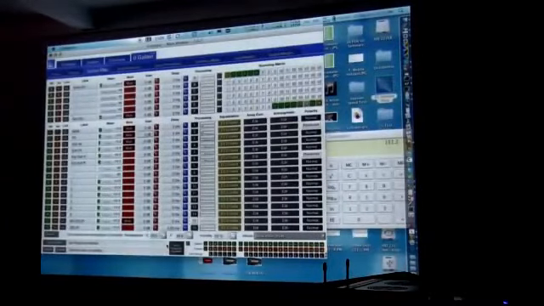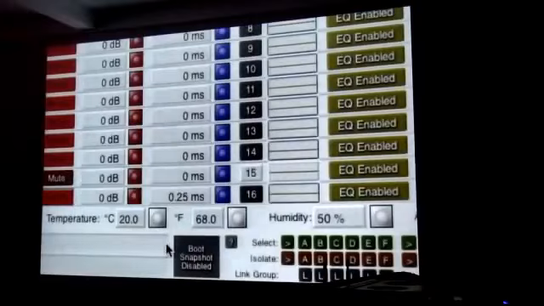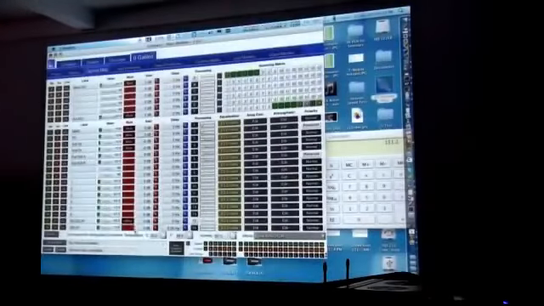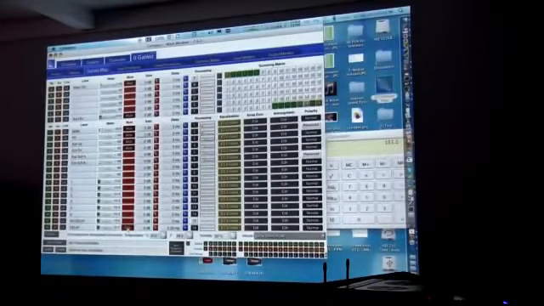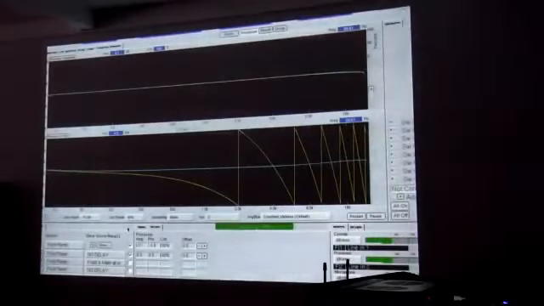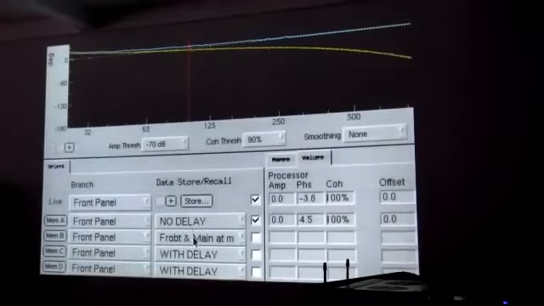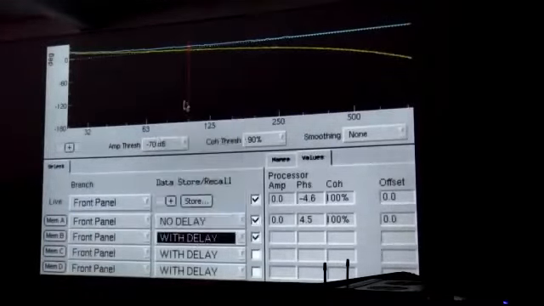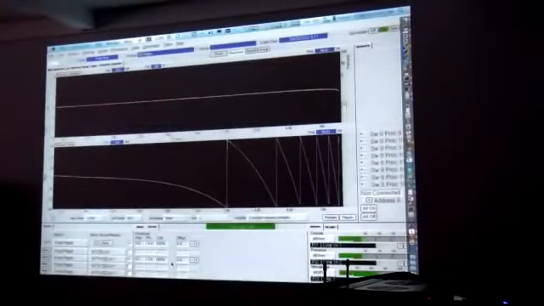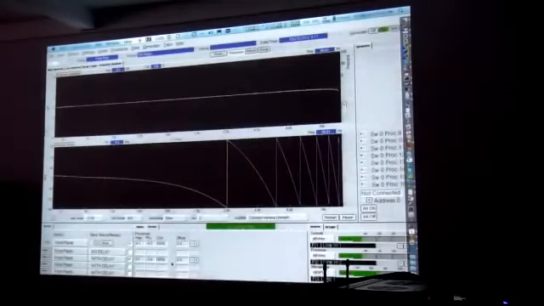And then let's play the signal with 0.25 milliseconds of delay. And you can see the signal with delay. Let's store this signal with delay. So this is the signal with delay, pink color.